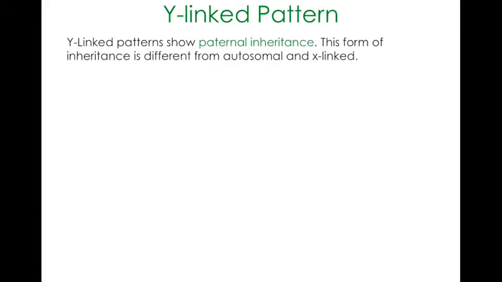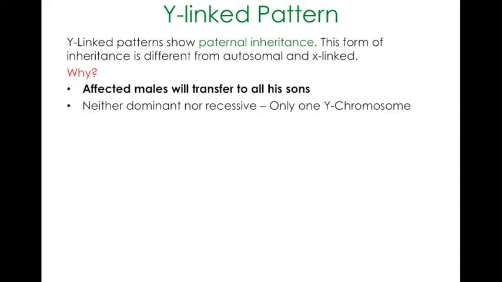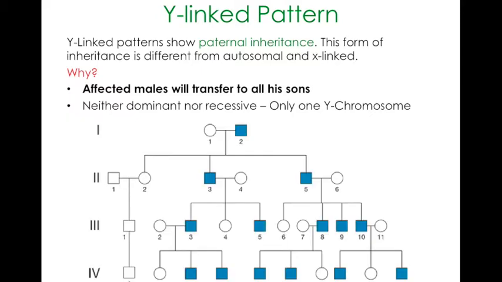Once again, Y-linked patterns show what we call paternal inheritance, that is, from the dad. This form of inheritance is different from autosomal and X-linked. Basically, dads always pass it to all their sons because it's on the Y chromosome, and the sons must get the Y chromosome from the dads, so they will all have it. Because there's only one Y chromosome, it's neither dominant nor recessive. There's just one chromosome, so you either have it or you don't.